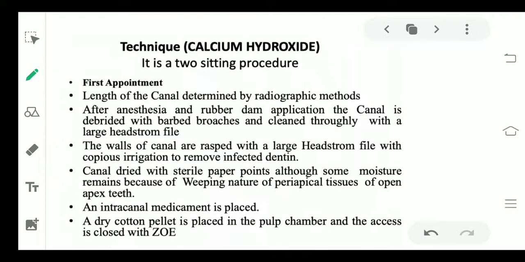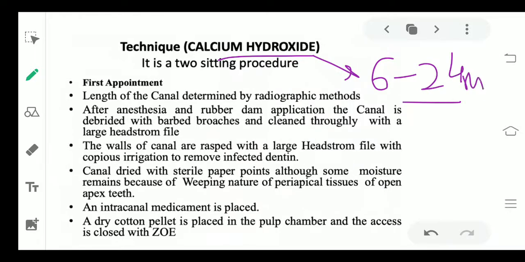Now we have three techniques. The first technique is the calcium hydroxide procedure. Remember that this is a very long procedure. It takes a period of about 6 to 24 months. The patient is supposed to come to you for 1 to 2 years. So it is a long procedure, and usually it is given in 2 sittings, though it can vary from patient to patient.